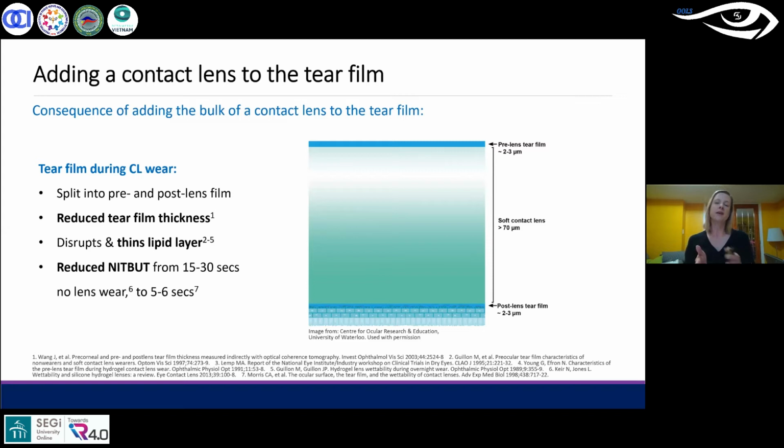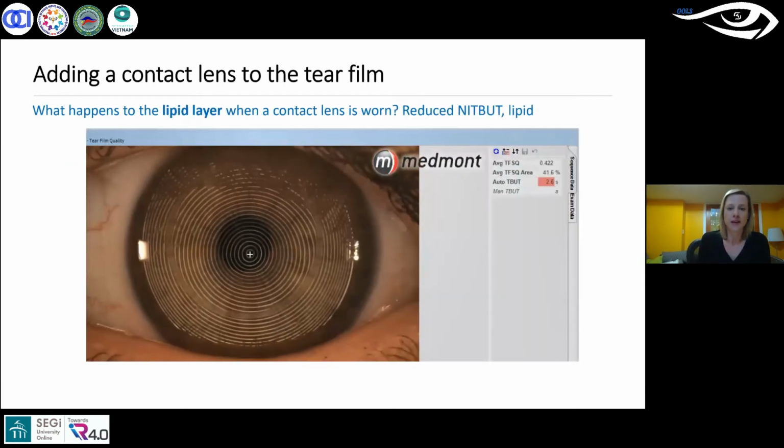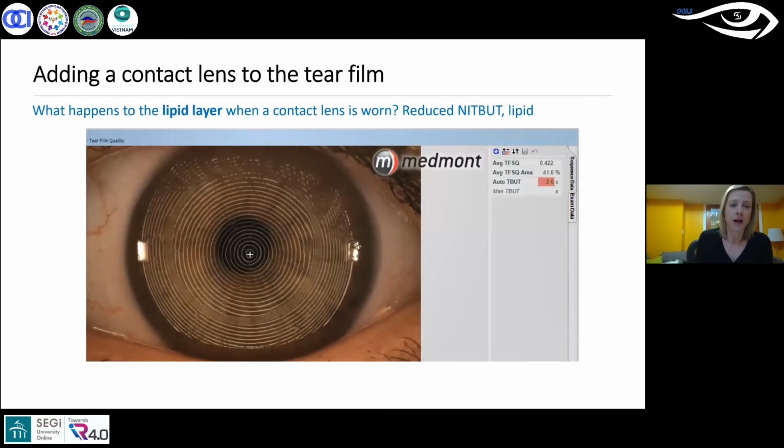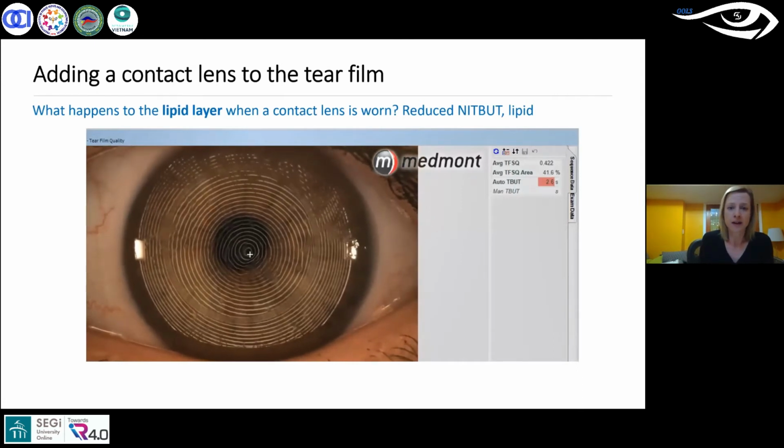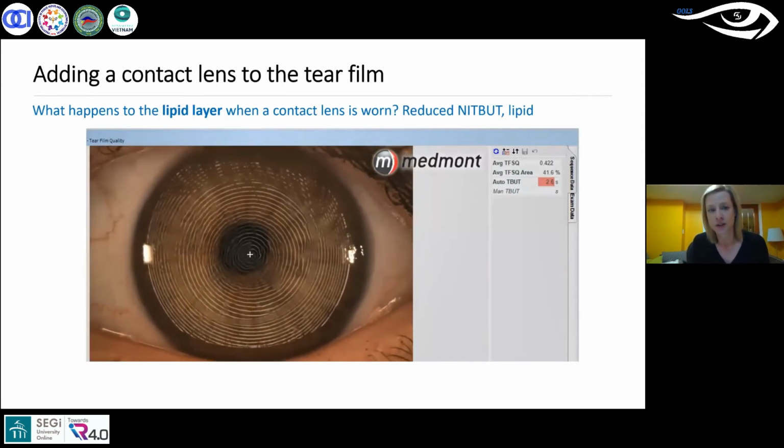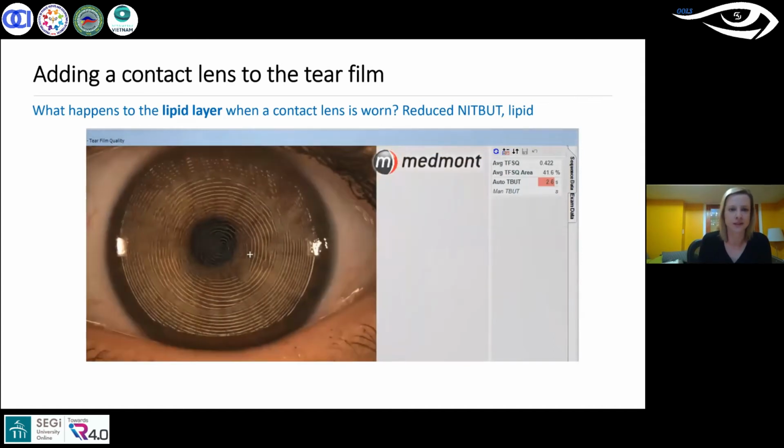We know also then that physical presence of the contact lens, that disrupted lipid layer contributing as well, will reduce the tear breakup time. So that tear breakup time when a contact lens is in over the front of the contact lens is significantly shorter, of course, than when there's no contact lens in the eye at all. And we can see an example of that here. And this is actually my eye. I'm a high myope. I wear monthly soft silicone hydrogel toric contact lenses.